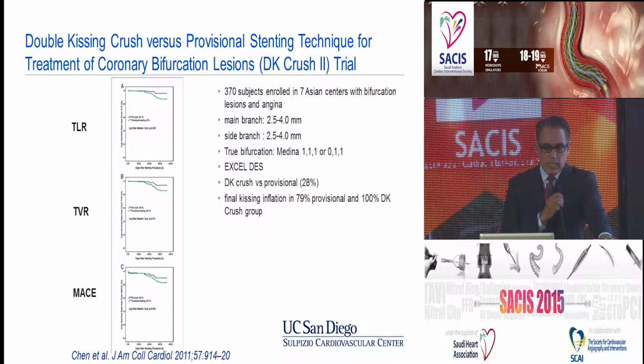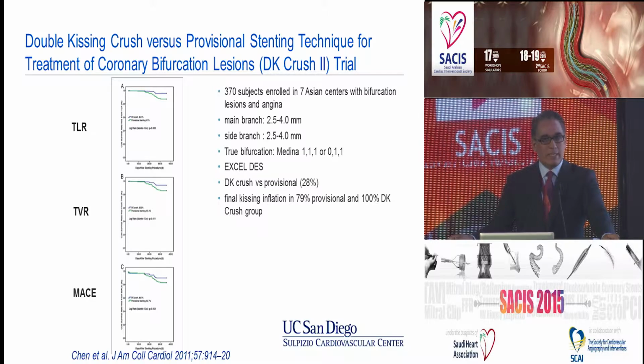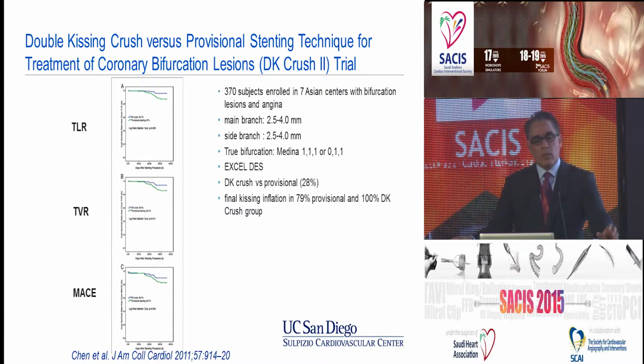And Dr. Applegate, again, talked about this. This is, I think, a little bit of where the new direction might be going. When you look at the double kissing crush technique, and again, I'm not going to talk about the details of the technique, when this technique was randomly compared against the provisional approach, this is the first randomized controlled trial that would suggest that a planned bifurcation stent technique might actually be superior. What's different in this technique?